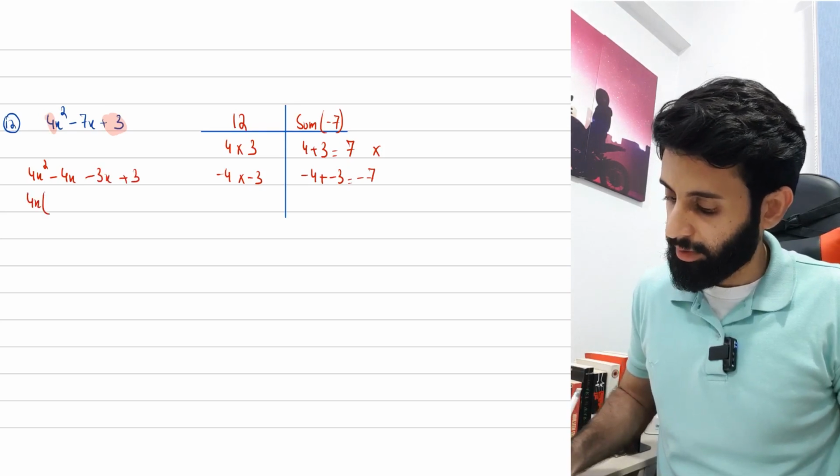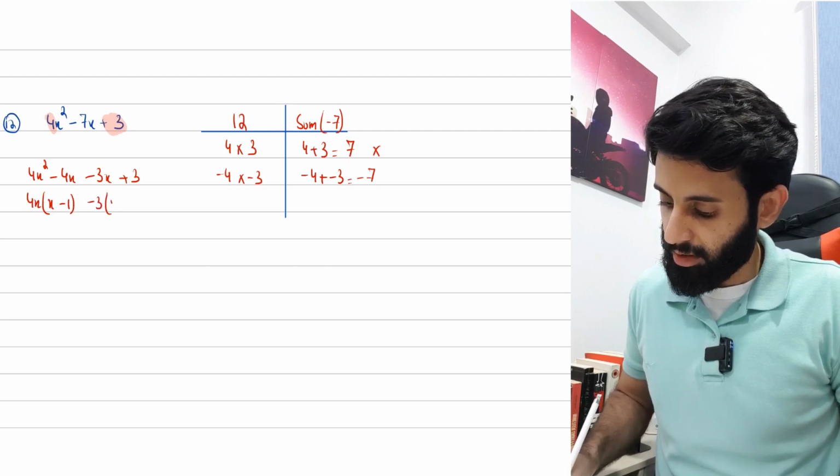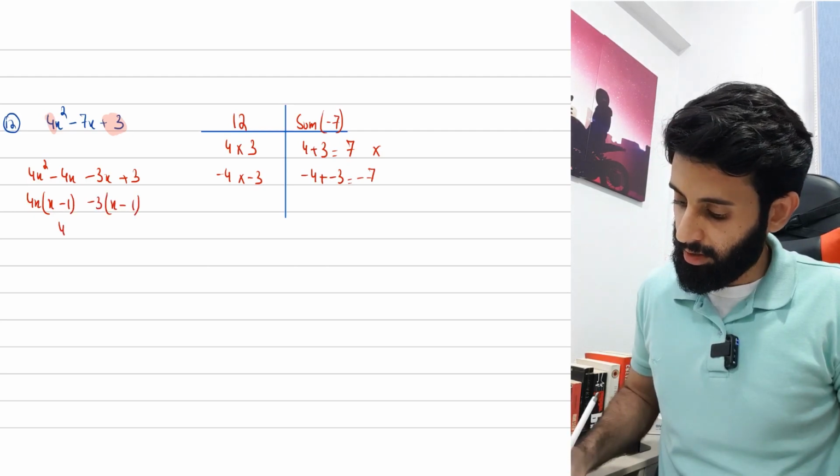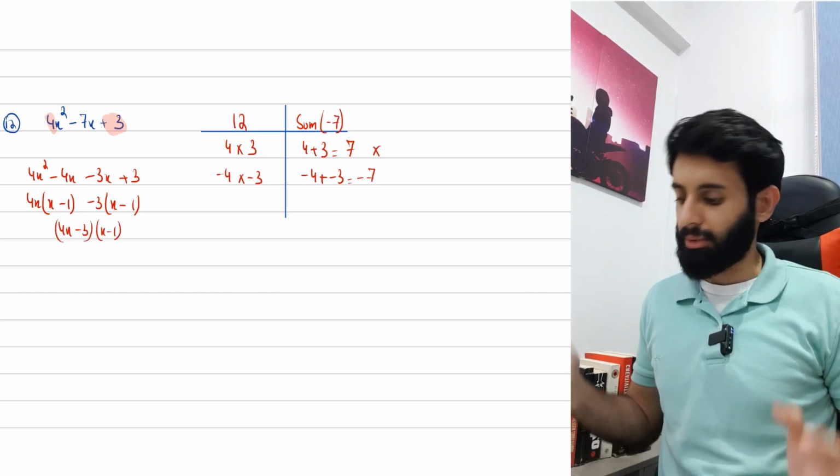So I can factor out 4x in the first pair of terms. So I'm looking at x minus 1 and then minus 3. So again, I'm looking at x minus 1. And now I have the final answer, which is 4x minus 3 times x minus 1.